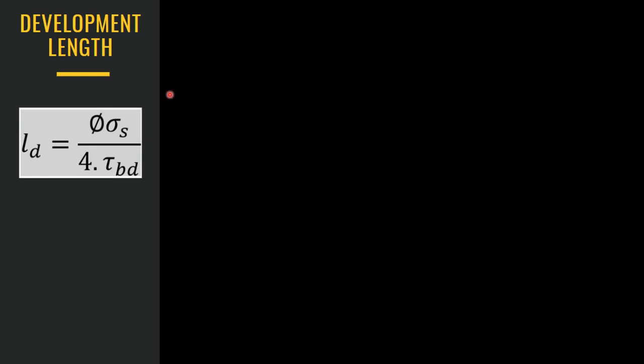Development length is given by the formula Ld is equal to phi sigma s divided by 4 tau bd. Phi is the diameter of the bar, sigma s is the strength of steel, divided by 4 into tau bd.